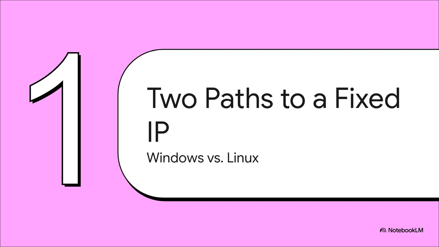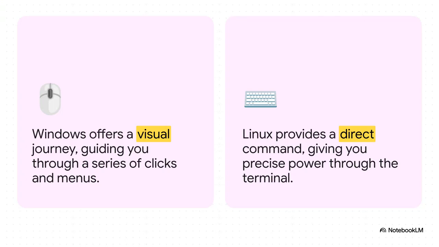Today, we're going to explore the two main ways to set up this permanent address, and we'll look at the process on both Windows and Linux. And as you'll see, each method really shows you the core philosophy of its operating system. It's pretty cool, actually. And this slide just perfectly sums up the different approaches. Windows gives you this visual journey, right? It guides you with a mouse through all these clicks and menus. But Linux gives you direct commands. It gives you this precise power right from the terminal. Two totally different paths to the exact same destination.